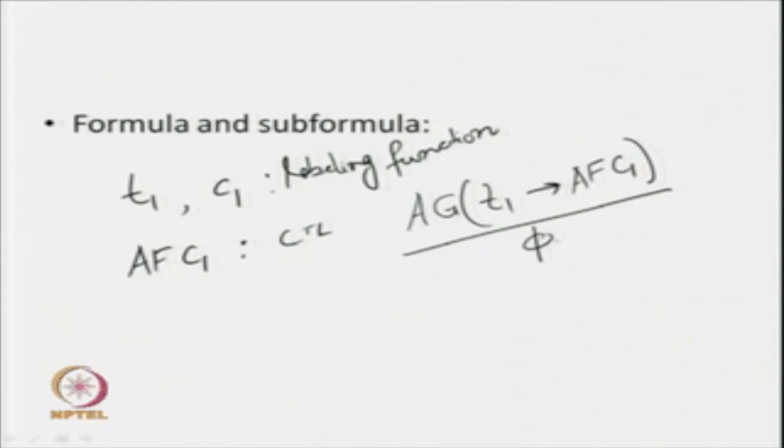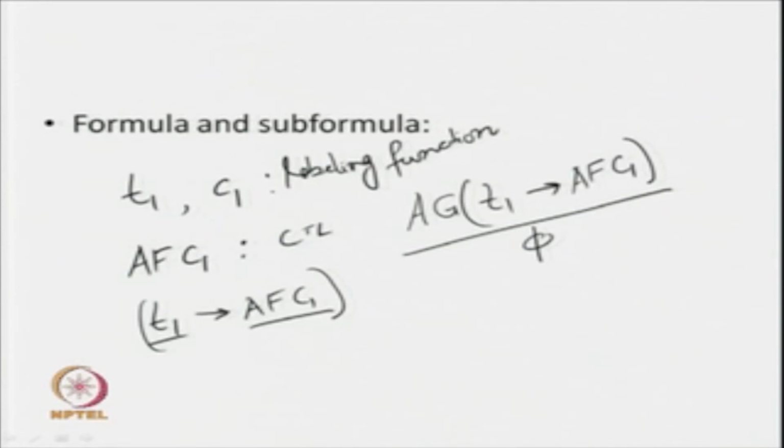Then, by looking into the main formula phi, we are going to get the formula T1 implies AF C1. Okay. So, again this is a CTL formula, and it has two components, AF C1 and T1. Now, again with the help of our labeling algorithm, we are going to label the states with this particular formula T1 implies AF C1. So, this is also a sub formula of the given formula. Now, all the states will be labeled with this particular sub formula.